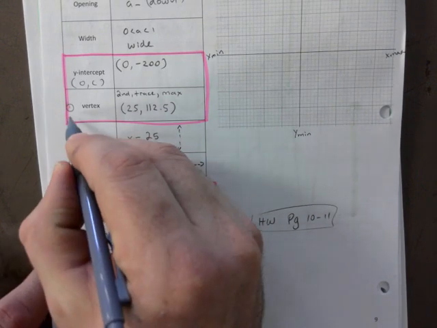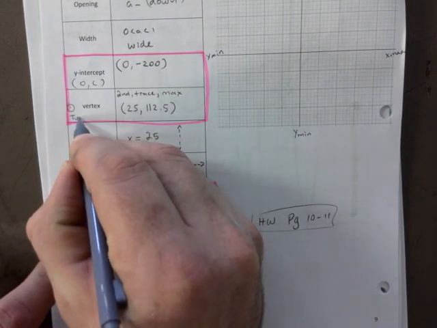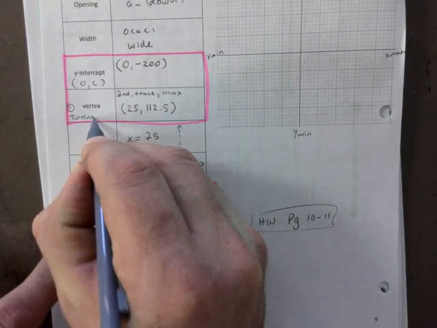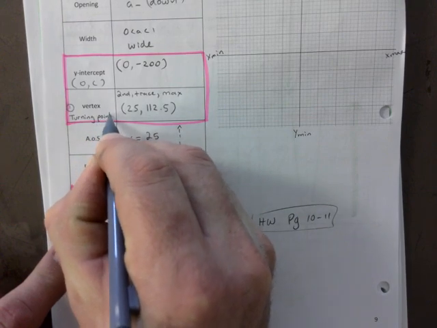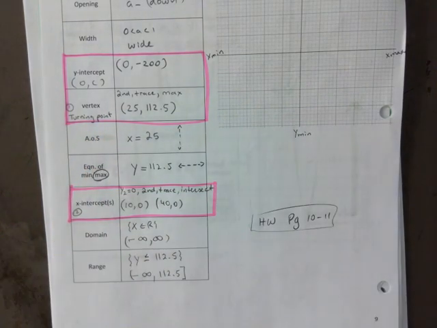So why don't I already expose you to it, right? Turning point. Vertex is also called where the curve completely changes direction and goes a different way, right?